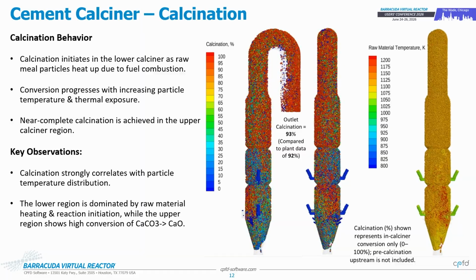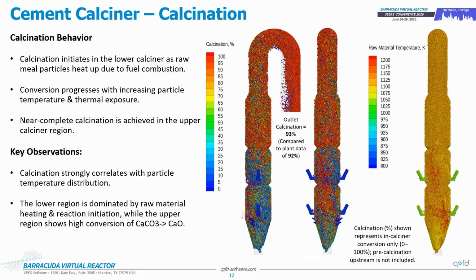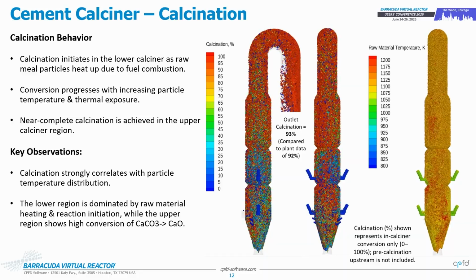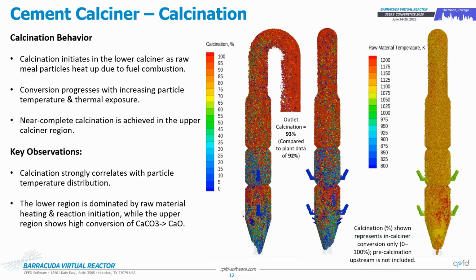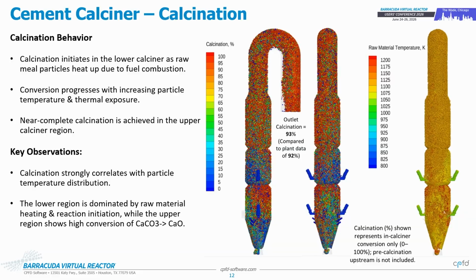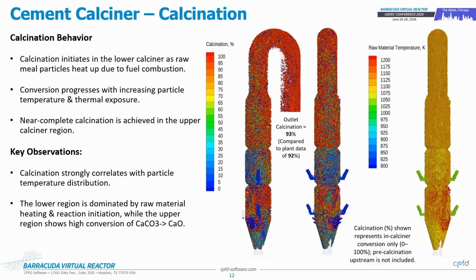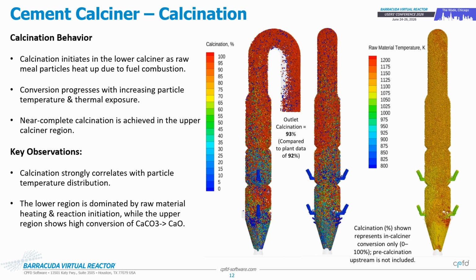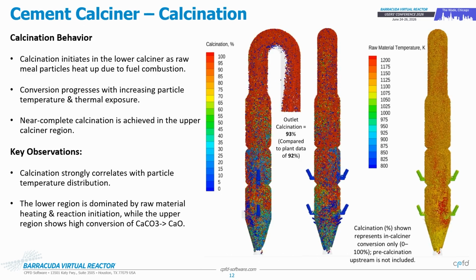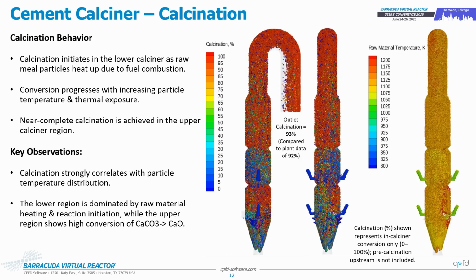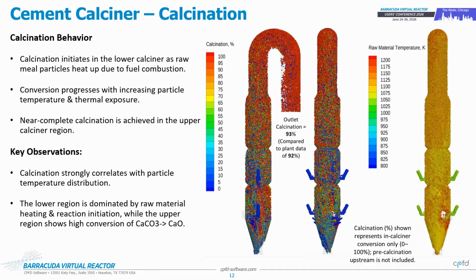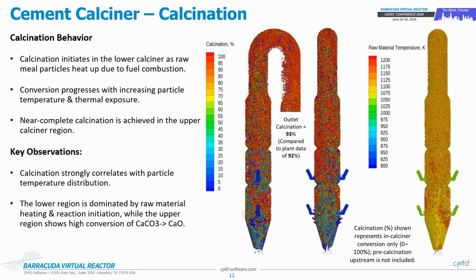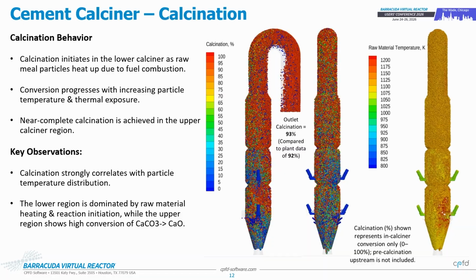And the outlet calcination is just purely based on how much CaO is flowing out of the calciner. And then this animation on the right is the raw material temperature. The reason I have it all in the same slide is that we expect as the raw material gets heated up, it will start undergoing calcination. And what we see here is as the raw material enters the calciner, it comes in contact with the hot flue gases, so it starts heating up, and then the calcination is initiated.